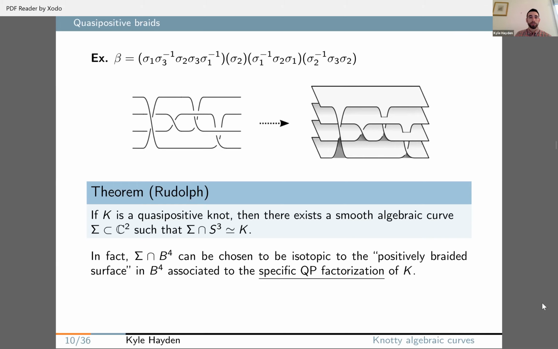Now what Rudolph showed is that if you have any knot, you can use these types of surfaces to cook up a smooth algebraic curve in C2, which intersects the unit 3-sphere in your knot, or at least in a knot isotopic to your knot. In fact, he proved something stronger: you can arrange the curve so that its intersection with the four-ball is isotopic to this positively braided surface that you get associated to the quasi-positive braid word.